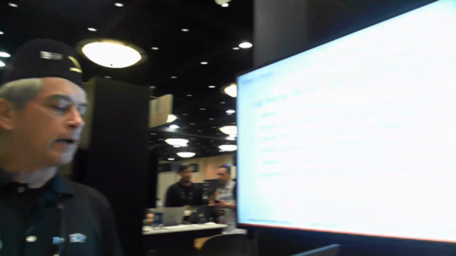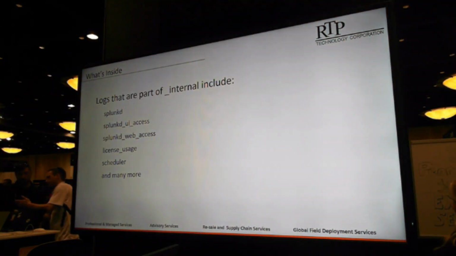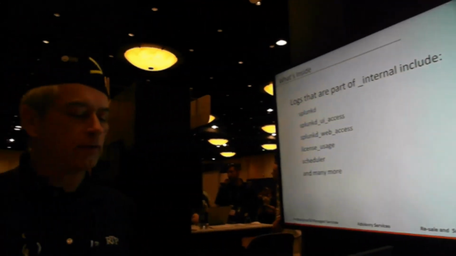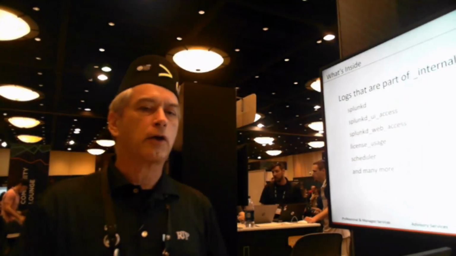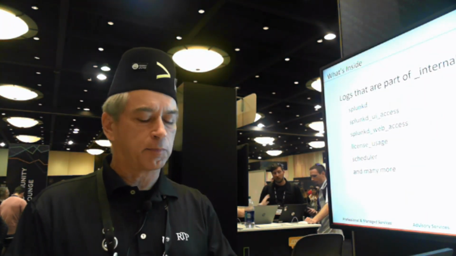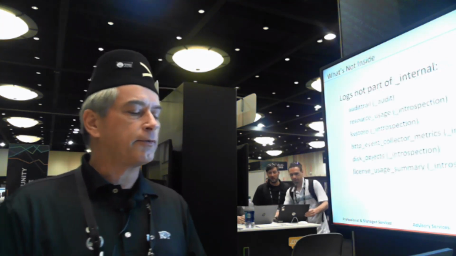So what's inside internal? It's most of what you see in the Splunk logs directory if you have access to the file system. For example, splunkd, splunkd UI access and web access. There's the license usage log, as well as a scheduler and several other logs. Just about anything that goes to Splunk home /var/log/splunk is in underscore internal, with a couple exceptions.